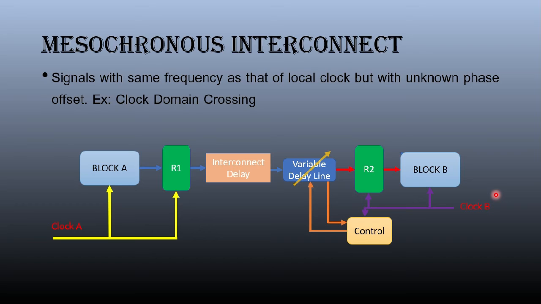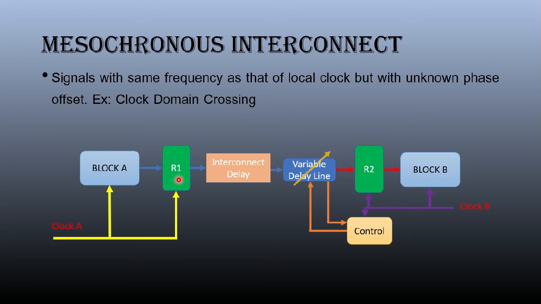They might have traversed different paths. So what may have happened is their phase is not equal. Their phase is not fixed. They have the same frequency. Clock A and clock B have the same frequency because they're generated by a single crystal oscillator. But the thing is, they don't have a fixed phase offset. So because of that, R2 cannot sample the output of R1 directly.